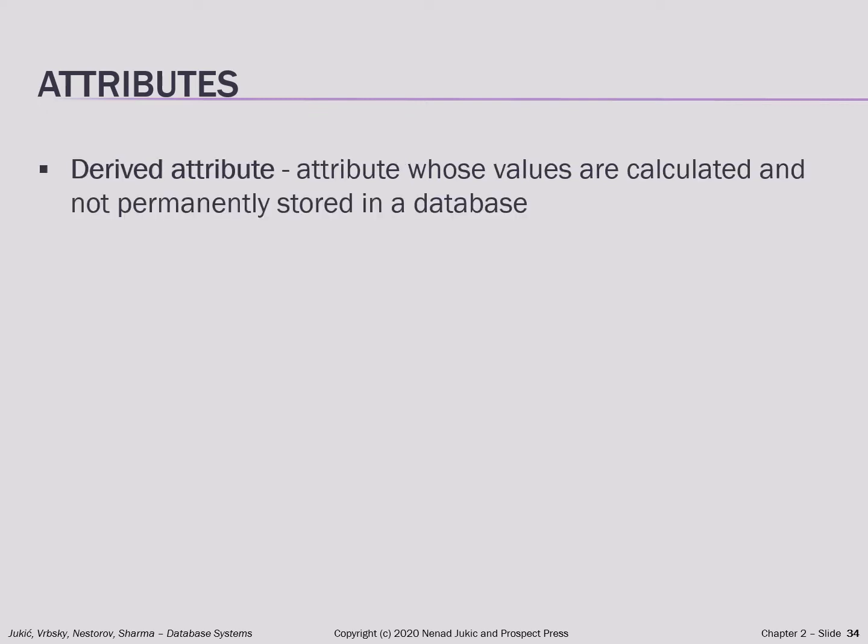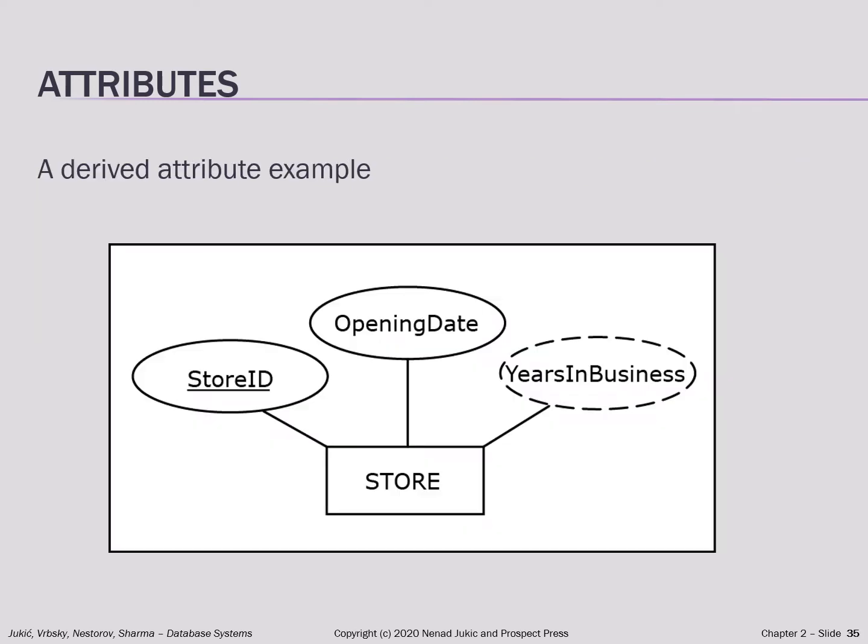Another concept among attributes is derived attribute. Derived attribute is an attribute whose value is not stored in a database, but it's derived usually from some formula. Let's look at this example. For each entity, we keep track of a store ID and an opening date. For each entity, we also would like to know how many years it was in business. However, that will be a derived attribute.